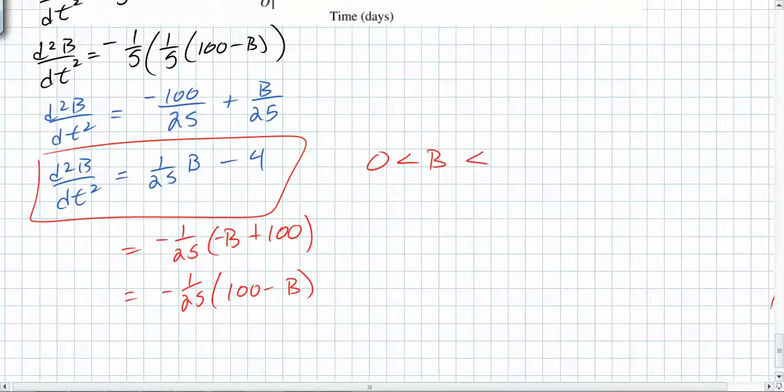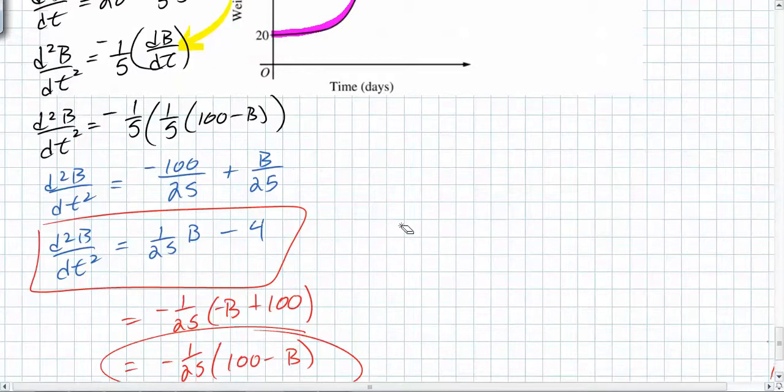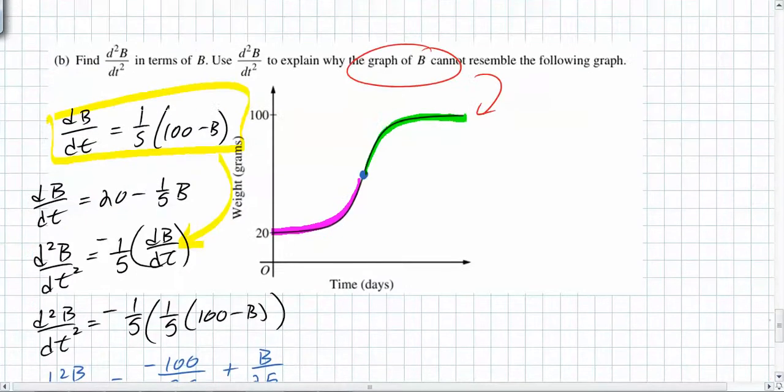By what we have, B is going to be less than 100. So the second derivative is always negative, meaning that it's only concave down. Now here's what's important to realize. This tells us the second derivative just in terms of B, correct? Do you agree with that? B is, is B time? No, wait. B is weight.